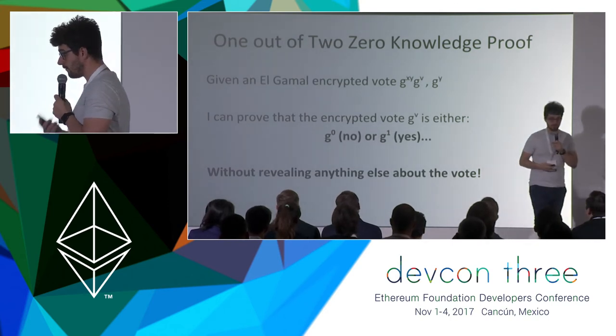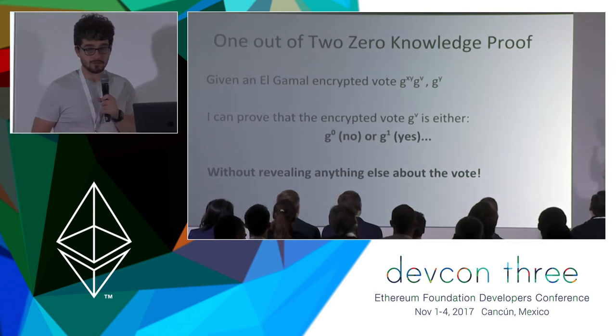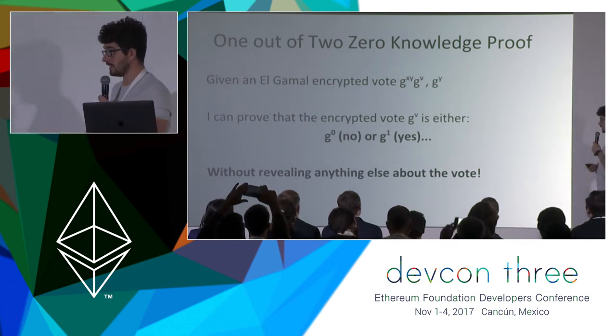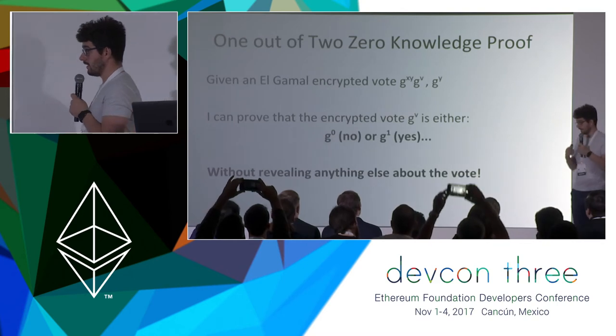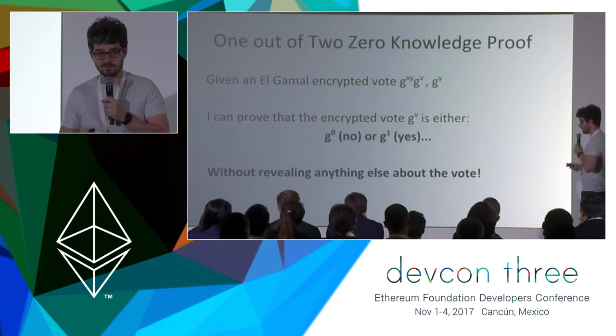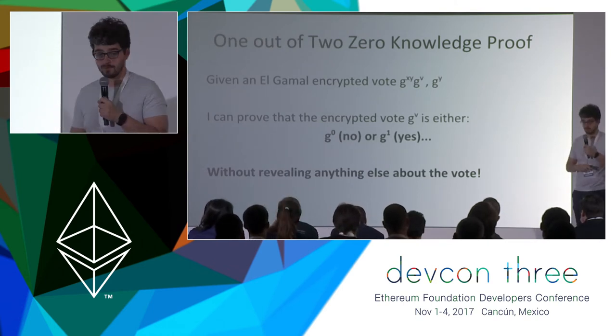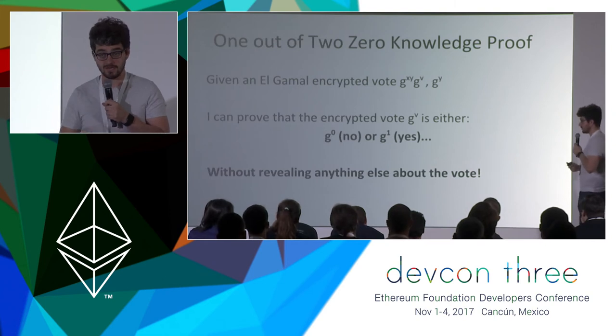So one way to get around this is to use a zero-knowledge proof. What I can prove to you is that my encrypted vote is either yes or no. And with this proof, that's the only thing I reveal about this encrypted vote. I don't reveal the vote itself. I just reveal that it's well-formed and it satisfies some type of criteria.